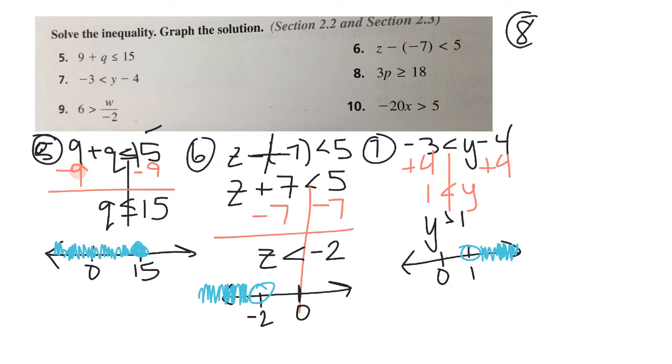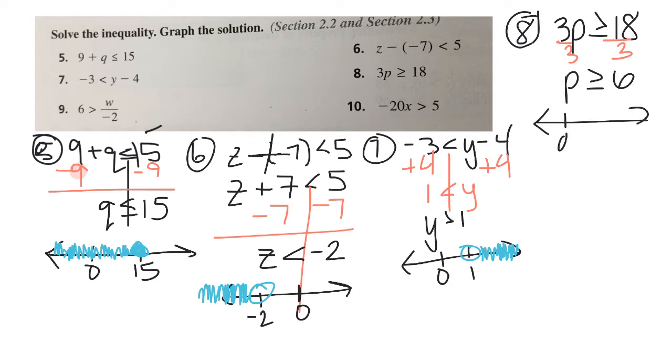Number 8. 3p is greater than or equal to 18. So this is 3 times p. The inverse, the opposite operation is dividing by 3. And we get p is greater than or equal to 6. Greater than or equal to is a closed circle. Greater than is 7, 8, 9, and 10. So I'm going to shade to the right.